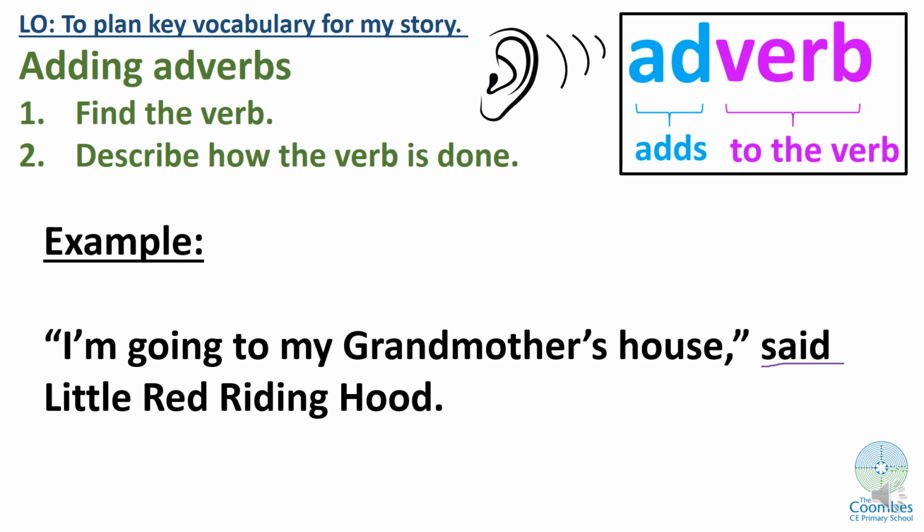So now we've found the verb, we need to think about how Little Red Riding Hood did it. How did she say it? Did she say it quietly, confidently, happily? How did she say it?